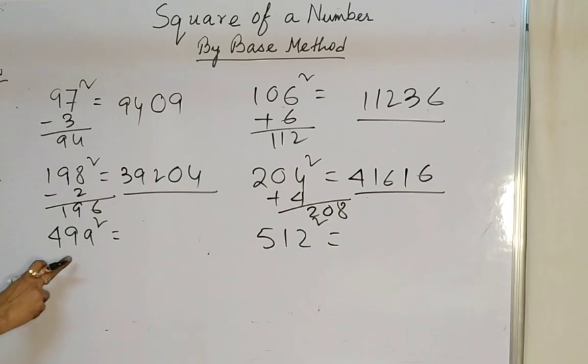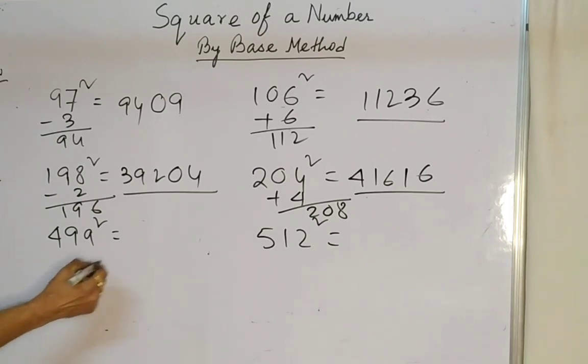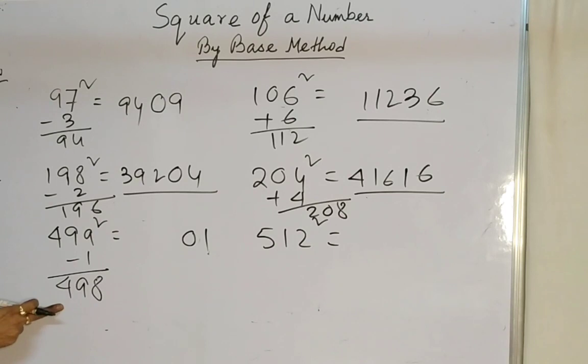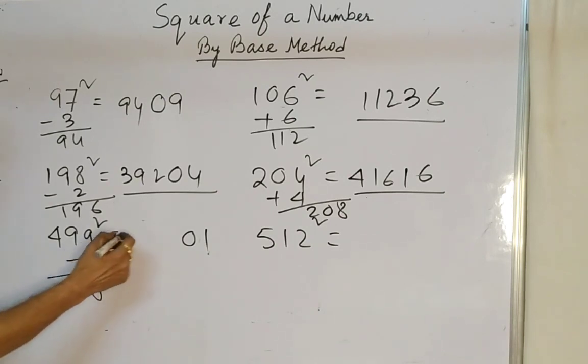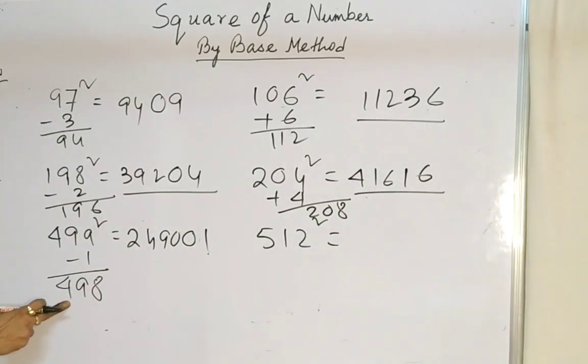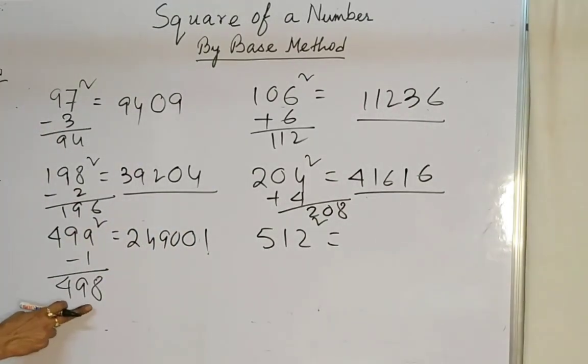41616. Your base is 500. How much less? 1 less. 1 square is 01. 1 less, your result is 498. Your base is 500, make it 5 times. 498 into 5 times is 2490. Not 2500, 5 into 5 is 25, 2500, and 10 less, 2490.